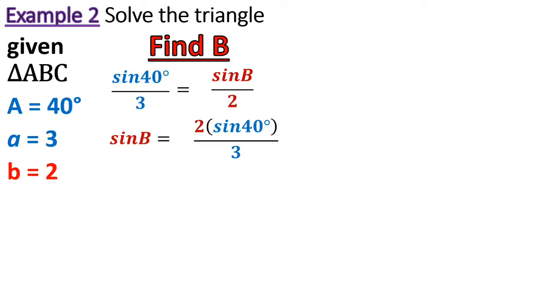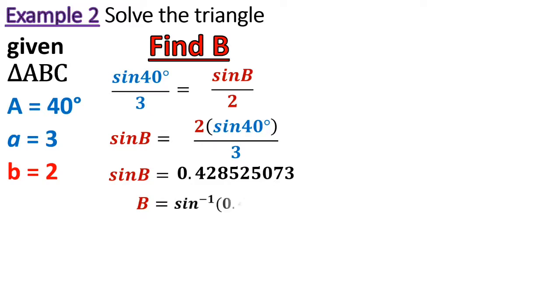Using your calculator in degree mode, we can find the decimal approximation to 2 multiplied by the sine of 40 degrees divided by 3. We still need to get angle B alone. Angle B is not alone because sine is being applied to angle B. To get rid of sine, we will apply inverse sine to both sides. The inverse sine of sine B is B, and the inverse sine of 0.428525073 is this.